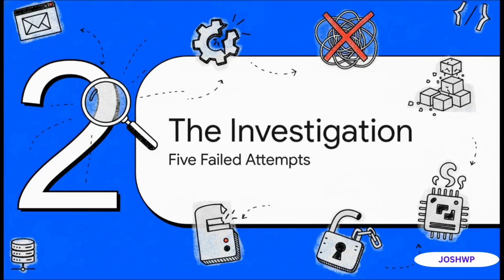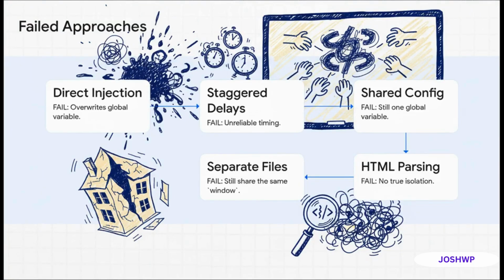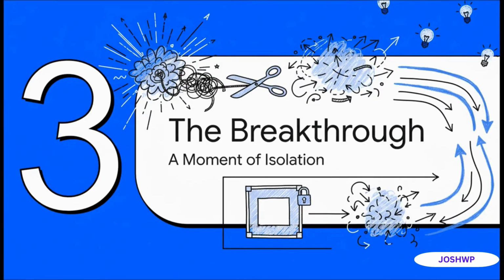Now that we understand the crime, let's follow the investigation. The developer trying to solve this tried 5 perfectly logical, but as we'll see, totally doomed, ways to fix this mess. First up, just injecting the code directly. We already know why that fails. Next, they tried staggering the ads with delays, which is just a shaky, unreliable mess. Other attempts seemed pretty smart, like using a shared config file or separating the scripts, but they all missed the real problem. Every single one of these methods still had all the ads fighting over that one single global @options whiteboard. And this is where the big breakthrough happens.